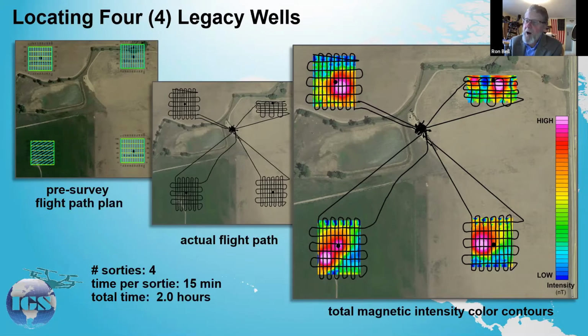We took off from a common point and flew one, and in the upper left, you can see the mag results are plotted. The black dot is where the well was located in the Colorado Oil and Gas Commission's database, and the magnetic data, the color contours behind that, show you what the magnetic data response is.